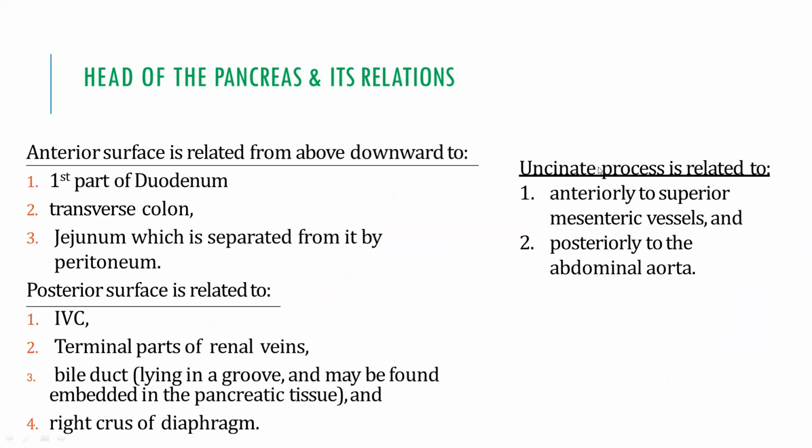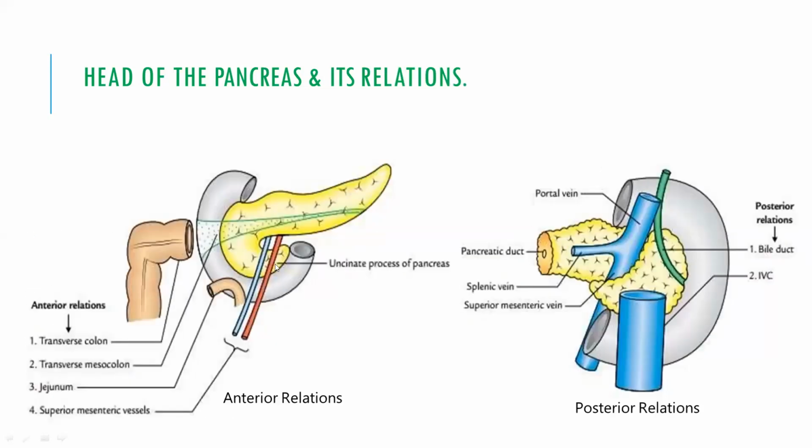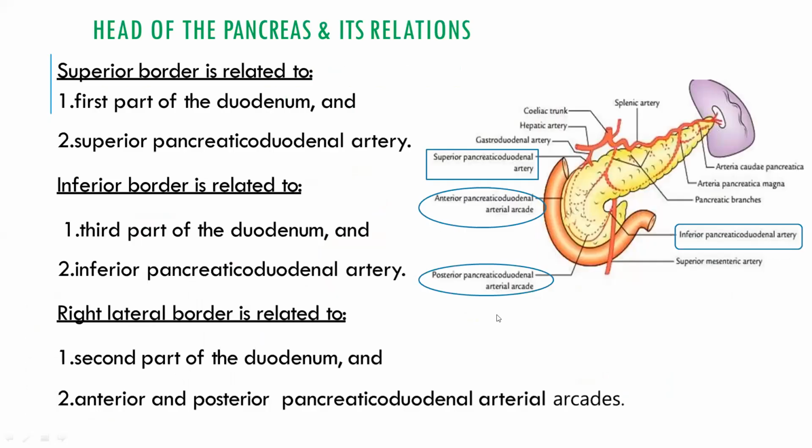And this is the uncinate process, and this is related anteriorly to superior mesenteric vessels and posteriorly to abdominal aorta. So these were the relations concerned with the head of pancreas, the anterior and posterior relations. You also have to come across the uncinate process, which is concerned with superior mesenteric vessels as well as aorta. And then the borders concerned here with their relations.